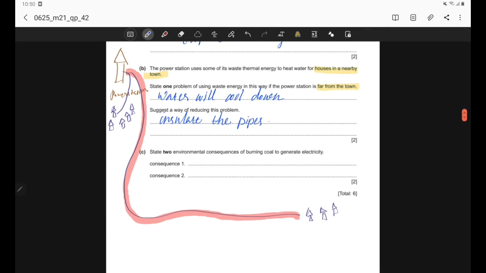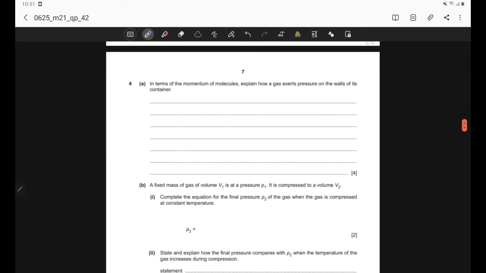Part C, state the environmental consequences of burning coal to generate electricity. So we just need to write down two disadvantages of coal as an energy resource. So the first point is air pollution, and the second point is non-renewable. Question number 4, part A.